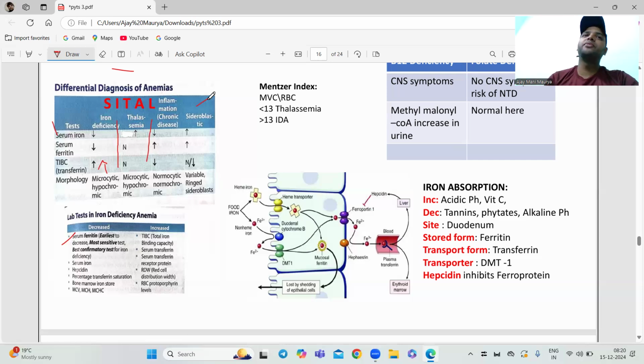Obviously serum ferritin is more. If serum ferritin is more, obviously TIBC will be less. Sideroblastic anemia, remember this one.